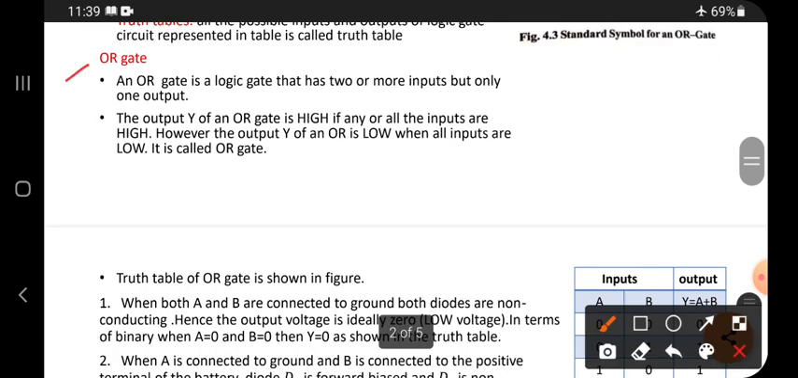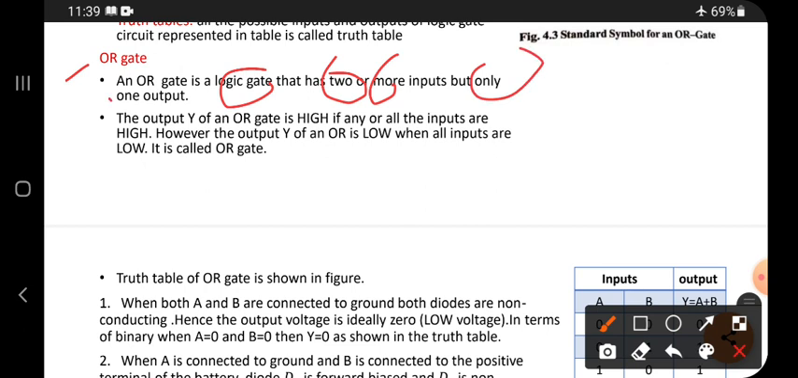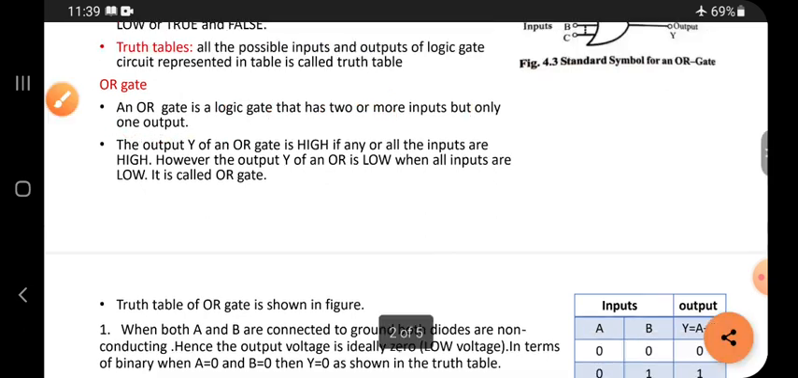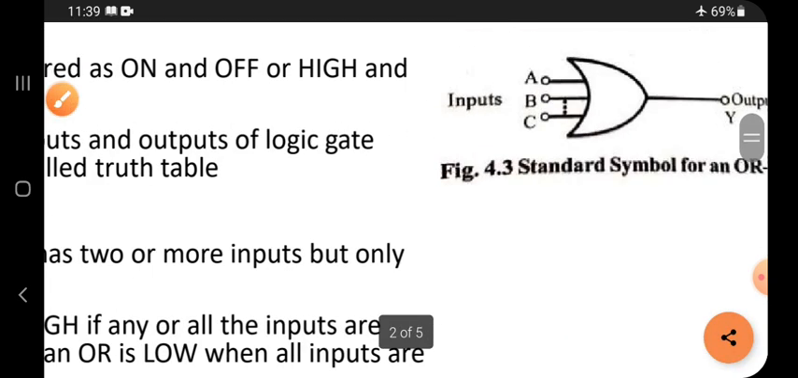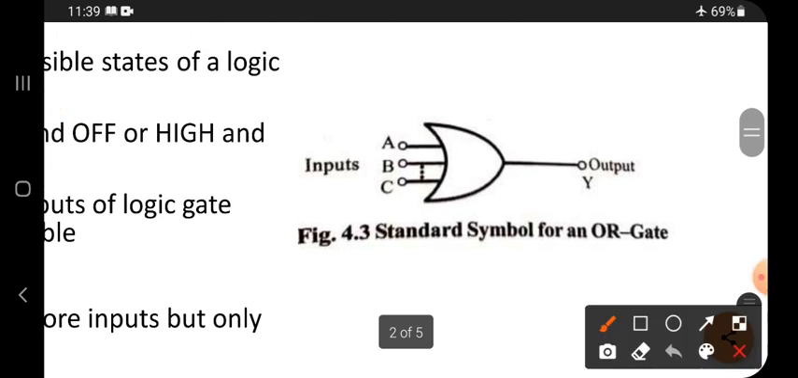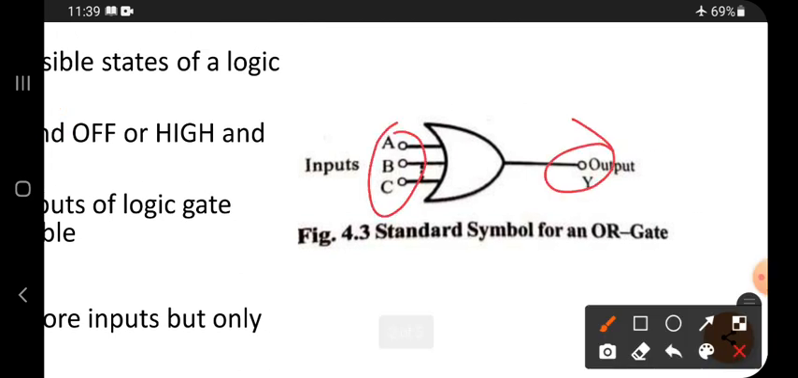OR gate. An OR gate is a logic gate that has two or more inputs but only one output. See here, this is an OR gate. Three inputs are there, and one output is given. Output is always denoted by Y. Inputs are denoted by capital A, B, C.